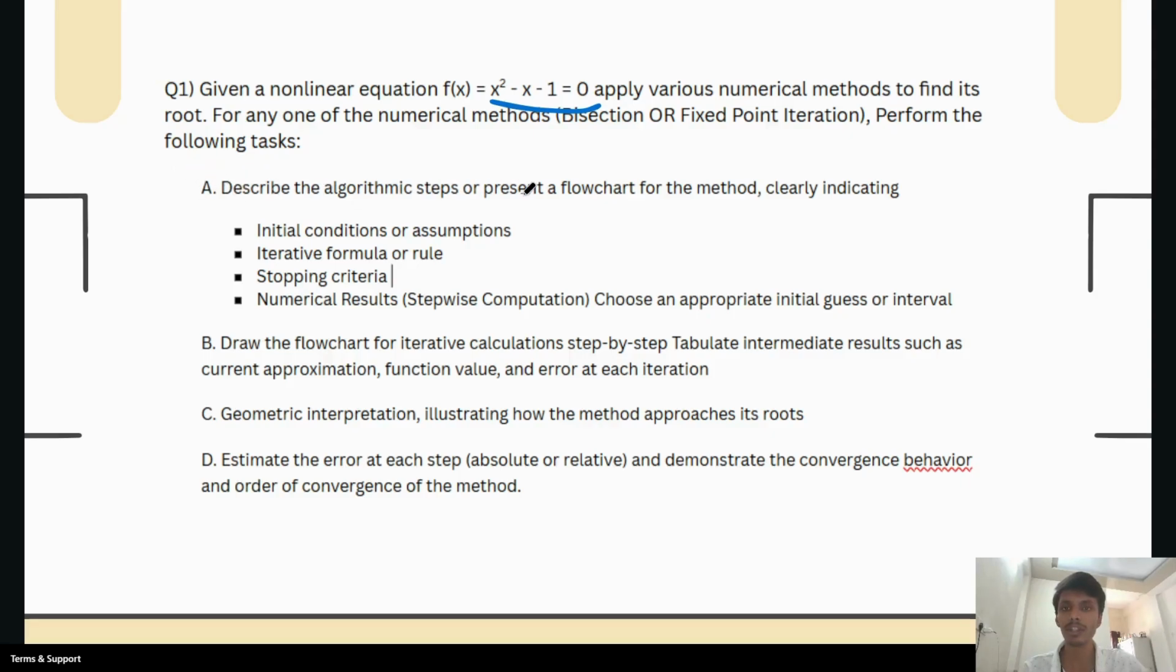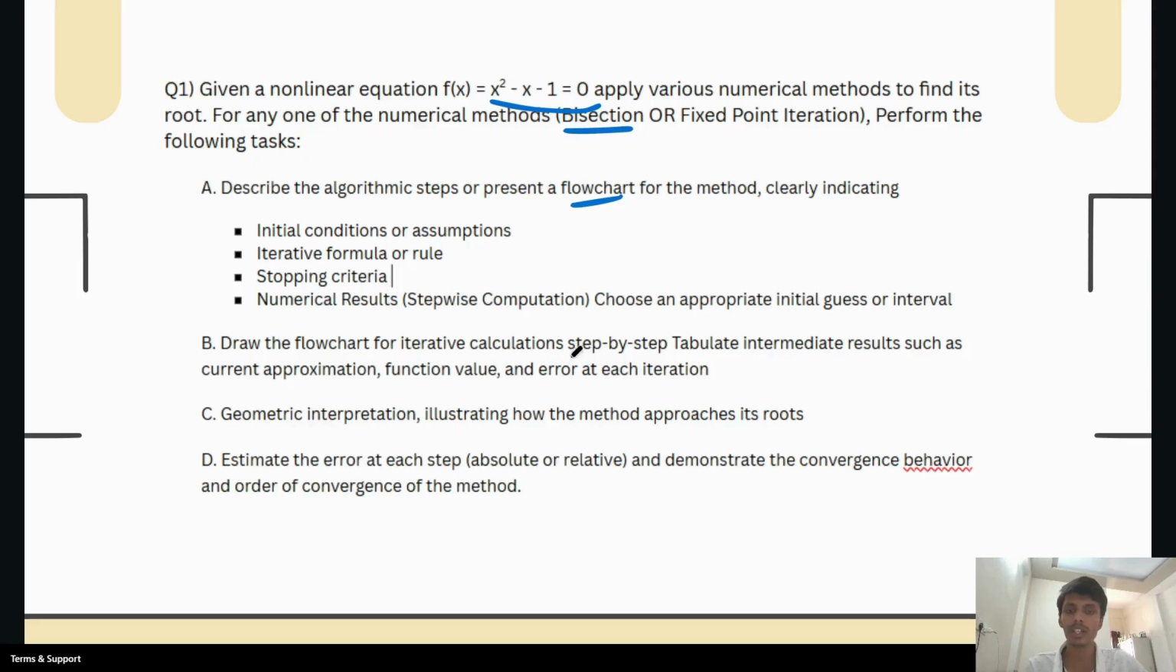Describe the algorithmic steps and present a flowchart for the method, clearly indicating the initial condition or assumption, iterative formula or rule, stopping criteria, and numerical results. First, we have to create a flowchart for the chosen method. In this video, we are going to choose the bisection method, clearly indicating these tasks.